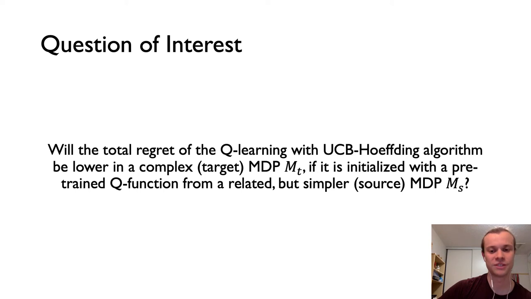This is the question of interest that we're trying to answer in our work, and I can precisely state it now. The question is, will the total regret of the Q learning with upper confidence bound Hoeffding algorithm be lower in a complex target MDP M_T if it's initialized with some pre-trained Q function from a related but simpler MDP M_S?